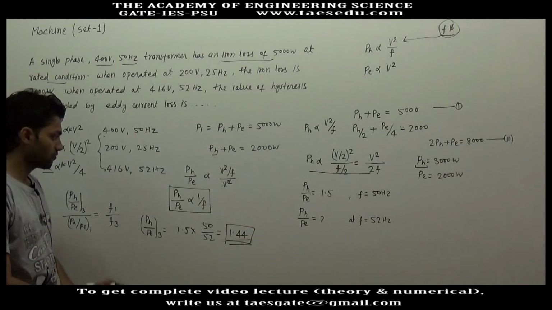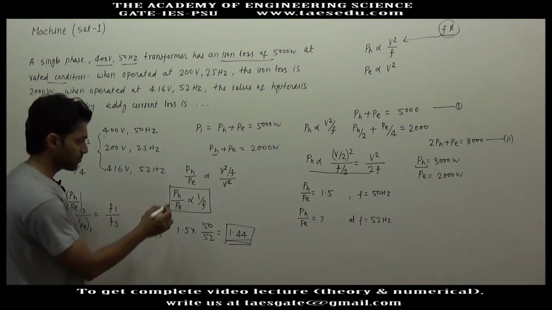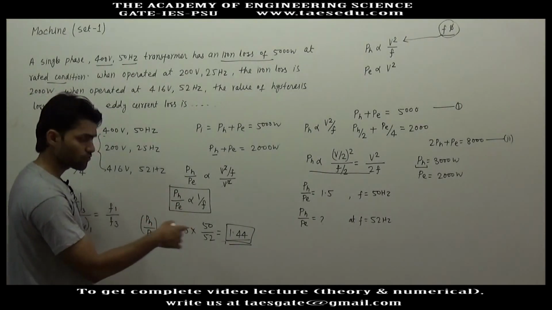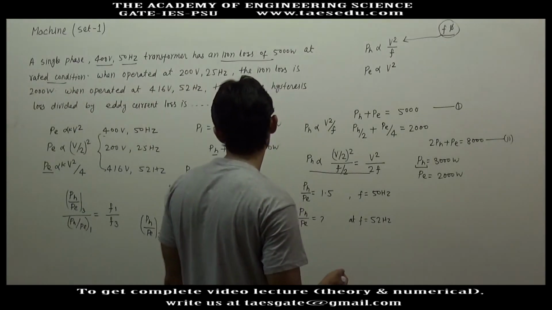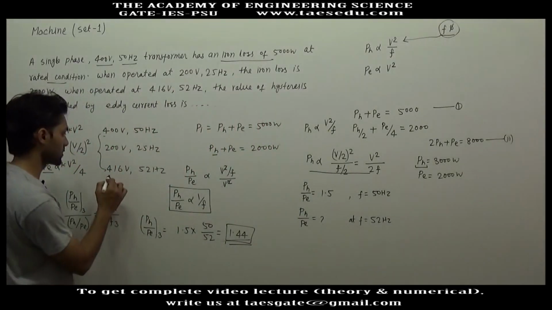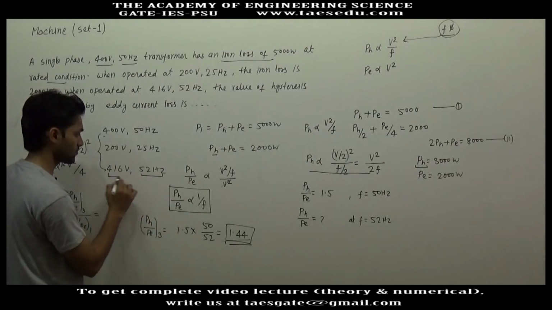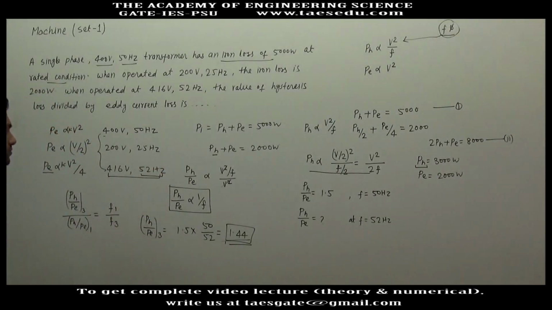If you find this method of finding PH by PE difficult, you can also do one thing. Find out the exact value of hysteresis loss and eddy current loss for the third case, and then you can get the ratio.